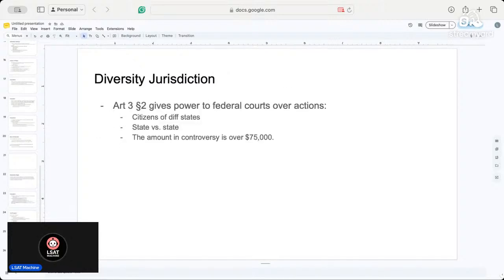It can also end up in federal court if it involves people or things from different states. So if you have plaintiff and defendants in different states, or different states suing each other, or any combination of different states, you'll be in federal court if the amount in controversy is over $75,000.